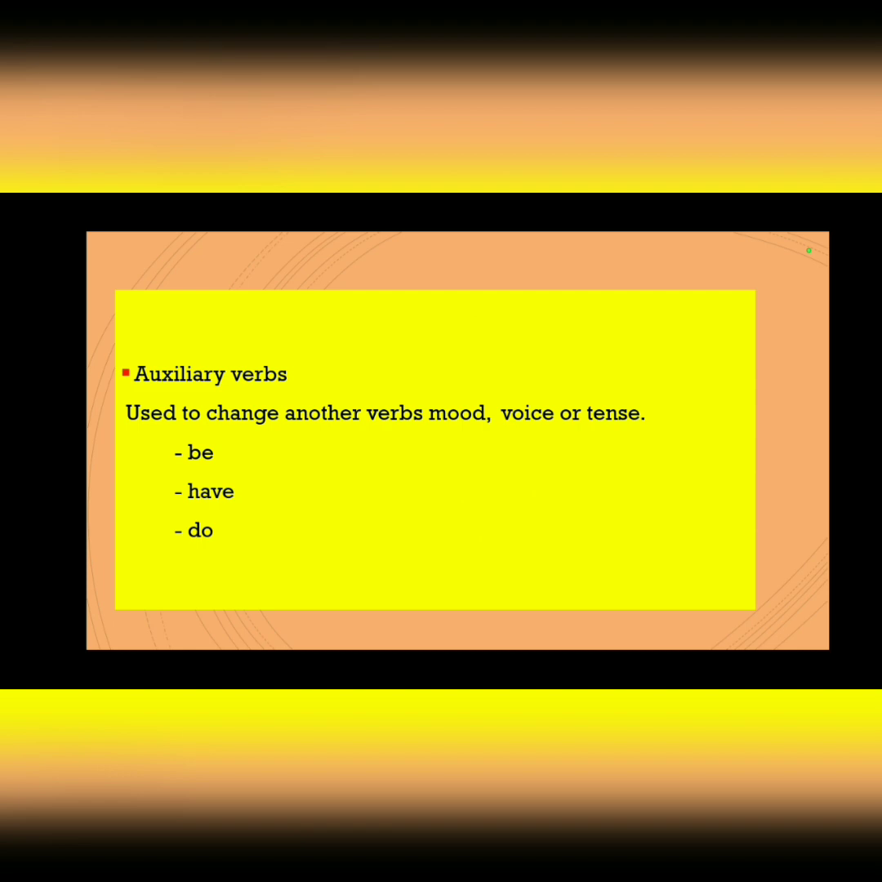Auxiliary verbs are used in English to change another verb's mood, voice, or tense. This is why they are referred to as helping verbs. The main auxiliary verbs are be, have, and do.